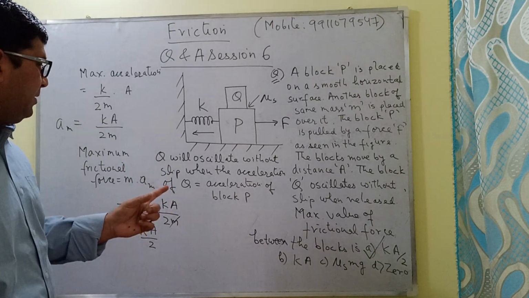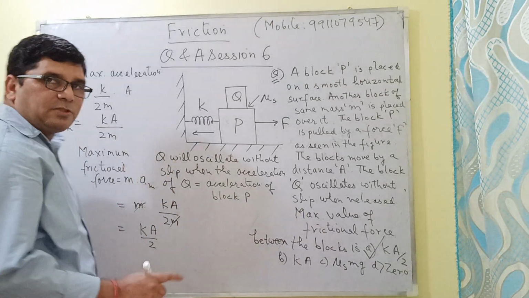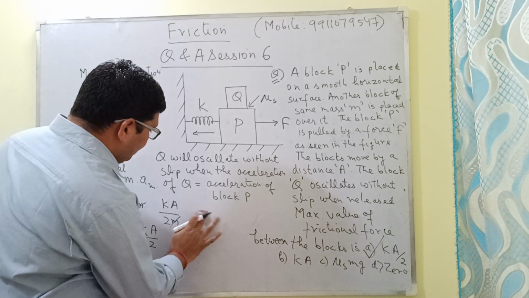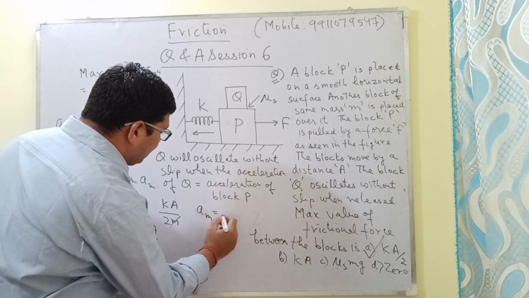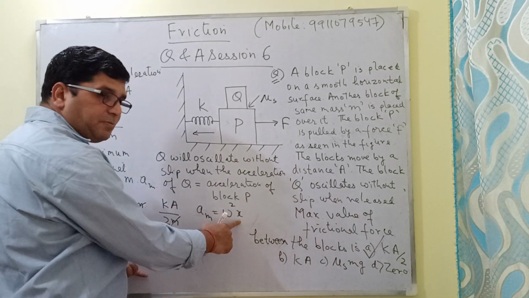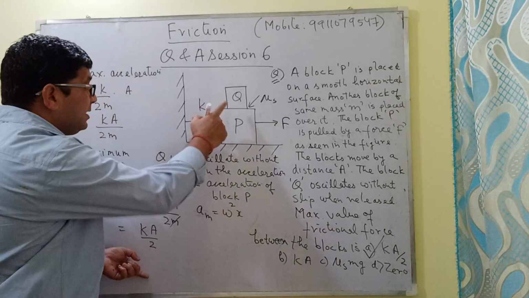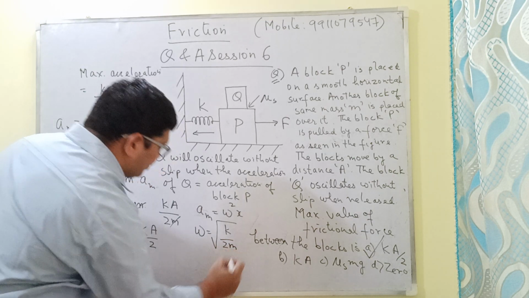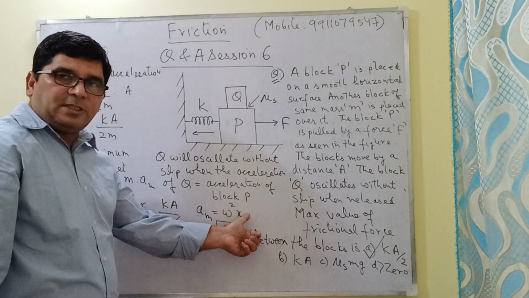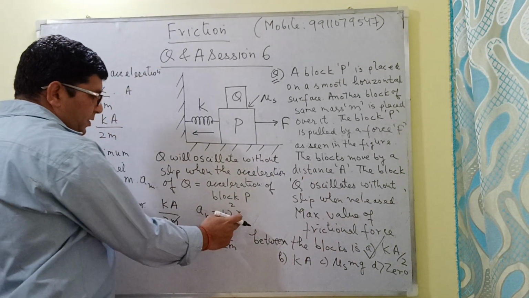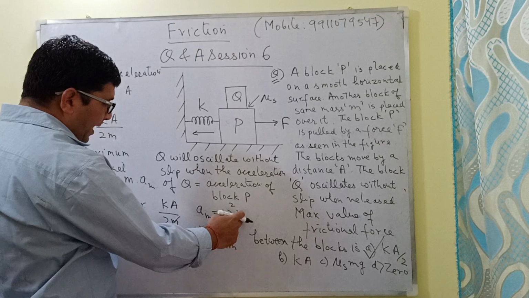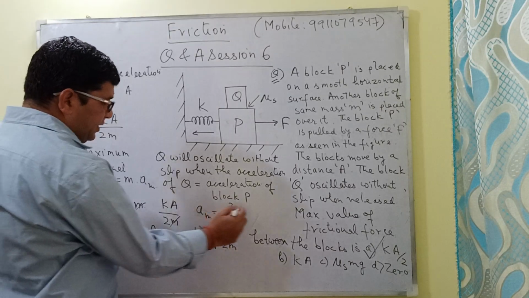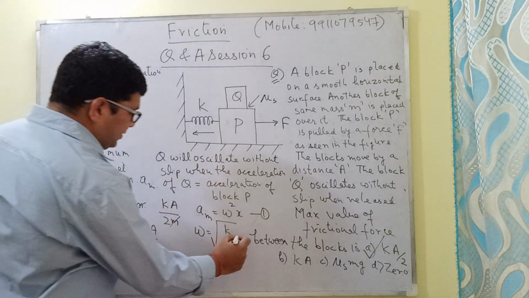Here we have applied two important things. First, the maximum acceleration in the case of a simple harmonic motion is equal to omega square x, where x is the displacement and omega is the angular frequency. In this case, the angular frequency is the square root of k upon 2m, and x, the displacement, is equal to a. Let us say this is equation number 1 and this is equation number 2.